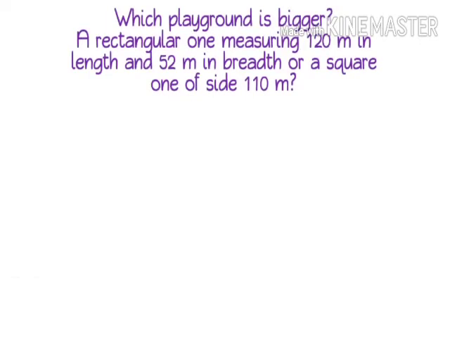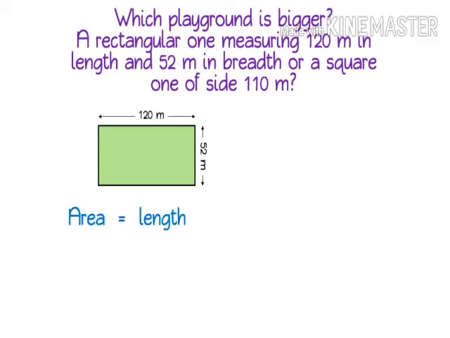Which playground is bigger? A rectangular one measuring 120 meters in length and 52 meters in breadth, or a square, one side of which is 110 meters. Let's look at the area of the first playground. The ground is a rectangle. It is 120 meters long and 52 meters wide. We have to find the area of this rectangle. Let's use the formula. Area of a rectangle is length into breadth.